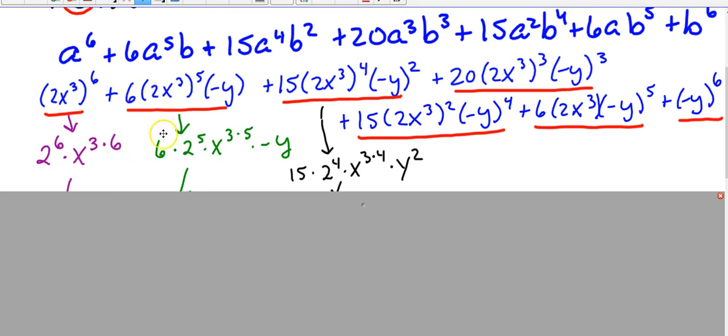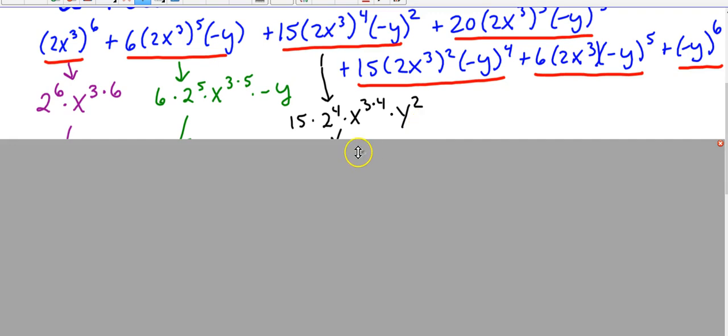Here we have 6 times 2 to the fifth times x to the 3 times 5, and then times negative y. Be careful. When you simplify this, this is not minus y. This is times negative y. So the negative sign is going to end up at the beginning of the term with the coefficient, and we're just going to have an x to the 15th y at the end. Then 15 times 2 to the fourth times x to the 12th times y squared. This is going to be a positive y squared because it's a negative times a negative.